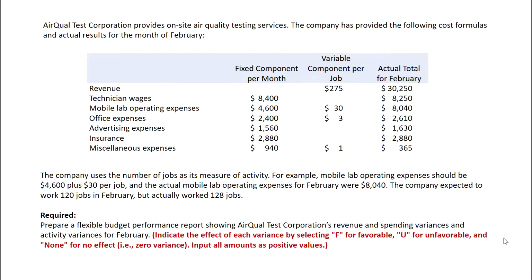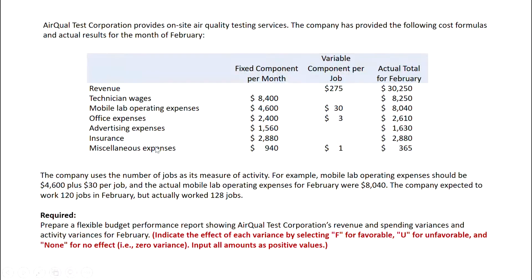In this video, I'm going to prepare a flexible budget performance report. And it's going to be a very similar example to one of your Set A problems. And it's going to demonstrate the whole entire report, including the flexible budget, planning or static budget, and the different variances. The setup up above is for revenues and different expenses, from technician wages to miscellaneous expenses.